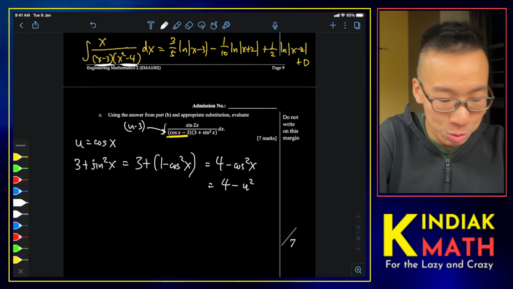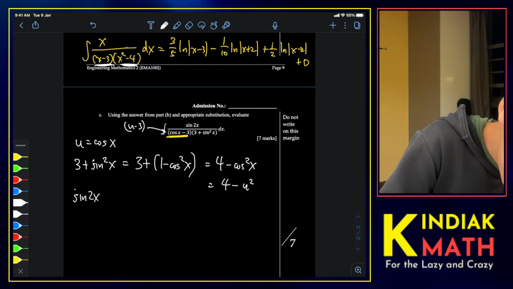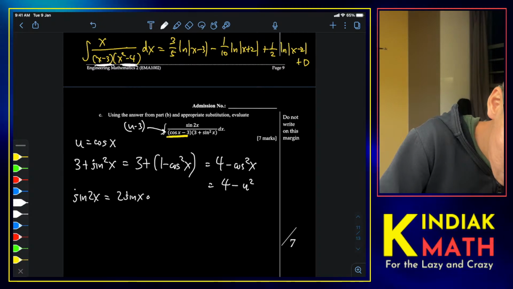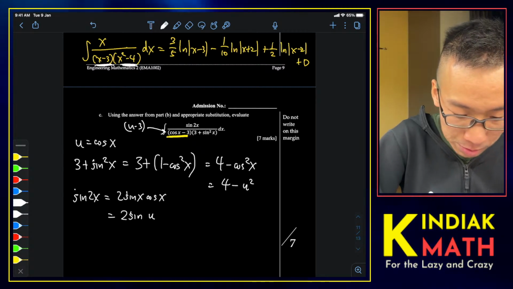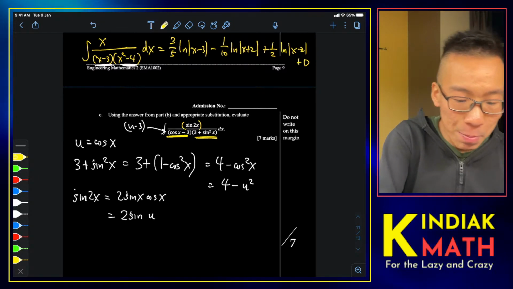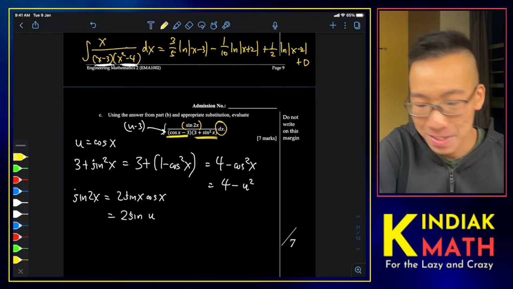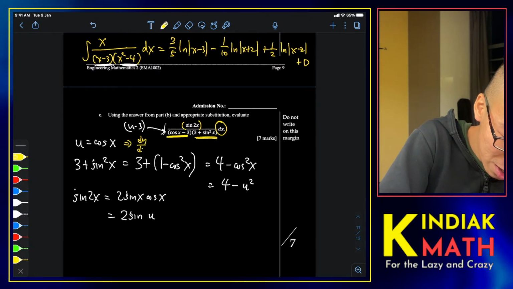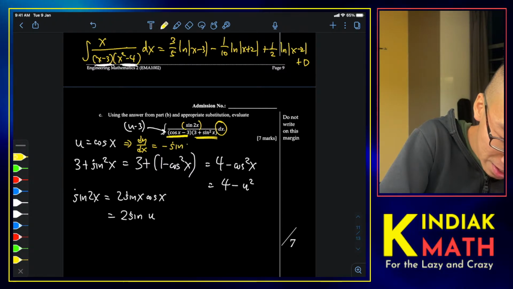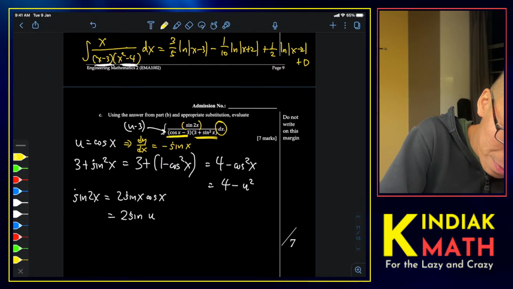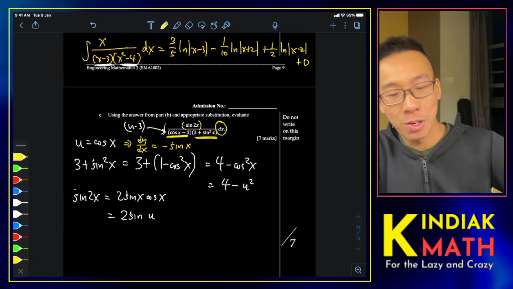Which tells us that the sine 2x there also has a trigo-related solution, which is 2 sine x cosine x. This gives us 2 sine x u. So we can actually substitute this and even this. But what about the dx? Just like standard substitution, we differentiate to get negative sine x. And that is the strategy we're going to use.